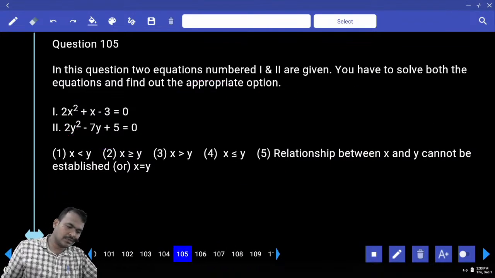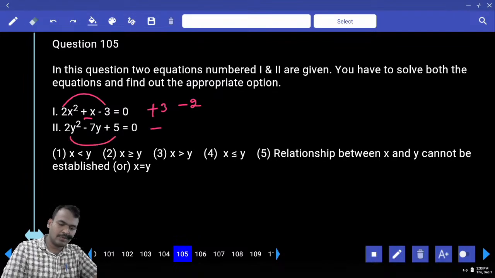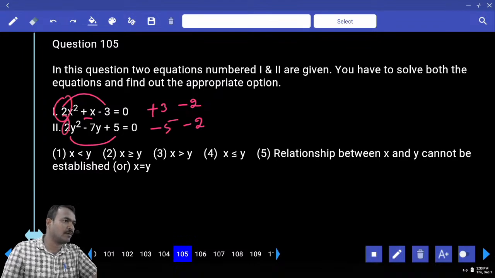In the first equation, product value is how much? Minus 6, sum is plus 1. Then one will be written plus 3, another one minus 2 or not? Second one, product is 10. Then one will be minus 5, another one minus 2 or not? But both equations have equal coefficient of x square and equal coefficient of y square or not?